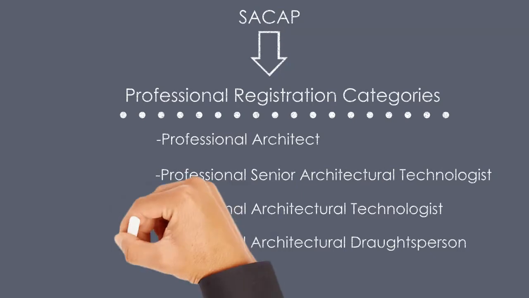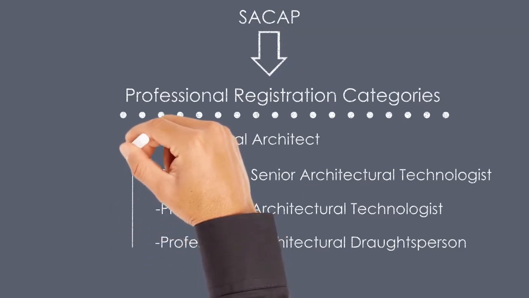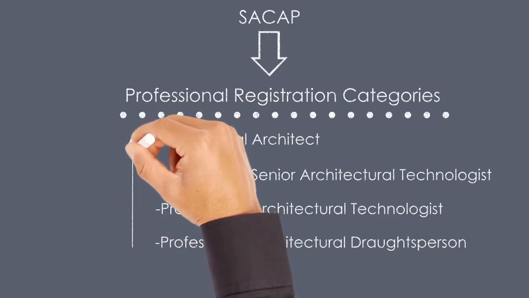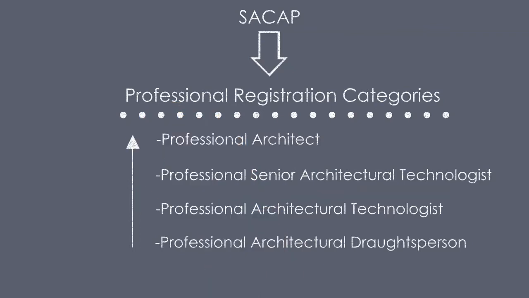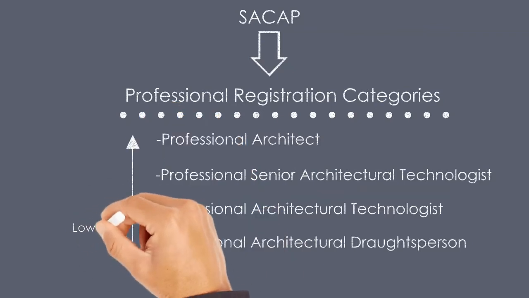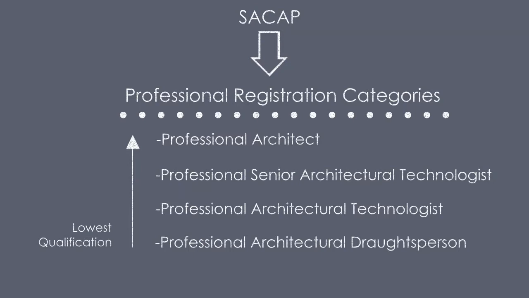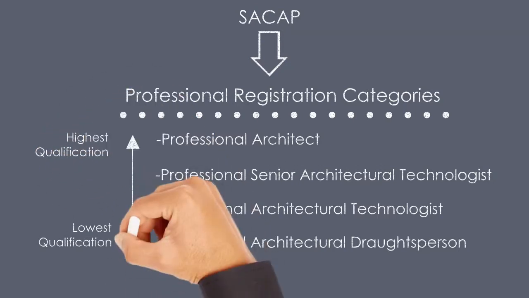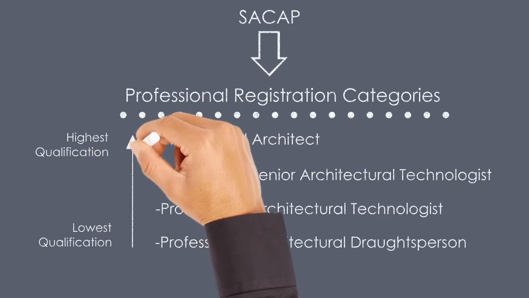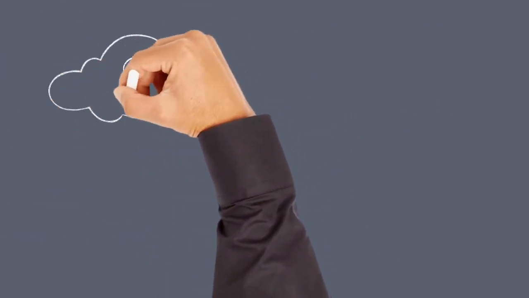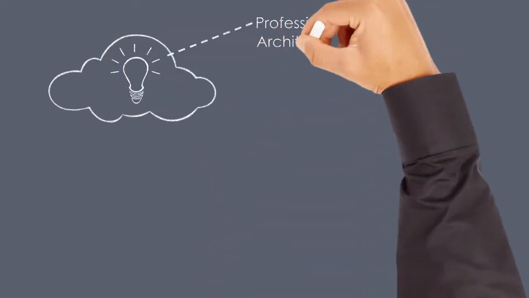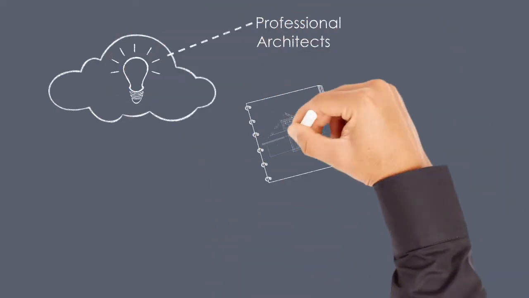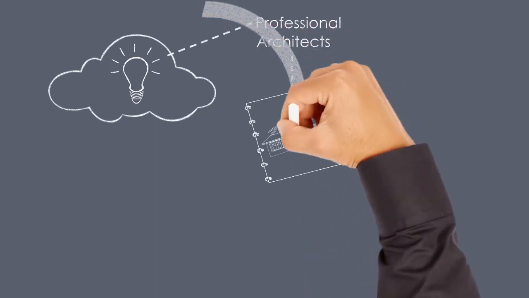It is important to understand that the different categories of professionals have different levels of qualification. In general, professional architectural draftspersons have the lowest level of qualification, while professional architects have the highest level of qualification. The level of qualification increases as one moves up this list. A common misconception in South Africa is that only registered architects can sign off on building plans. This is simply not the case.